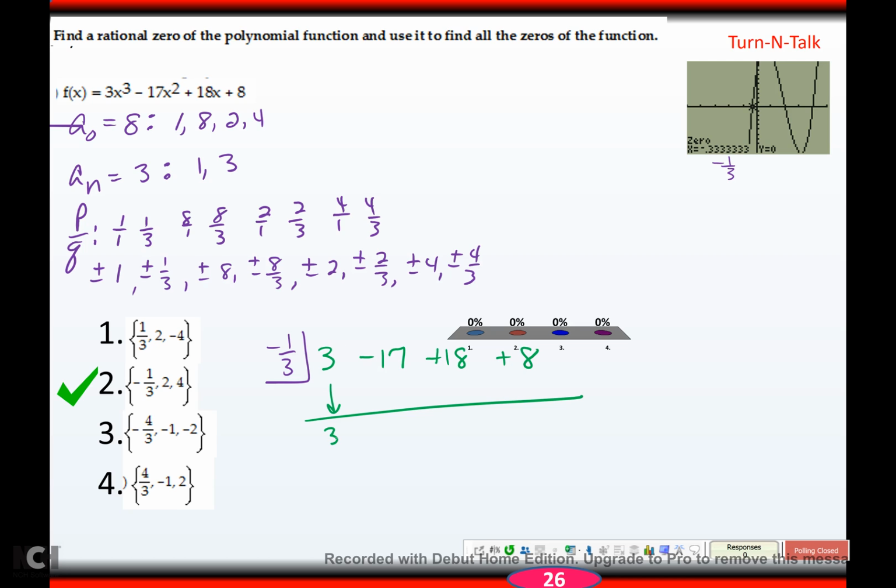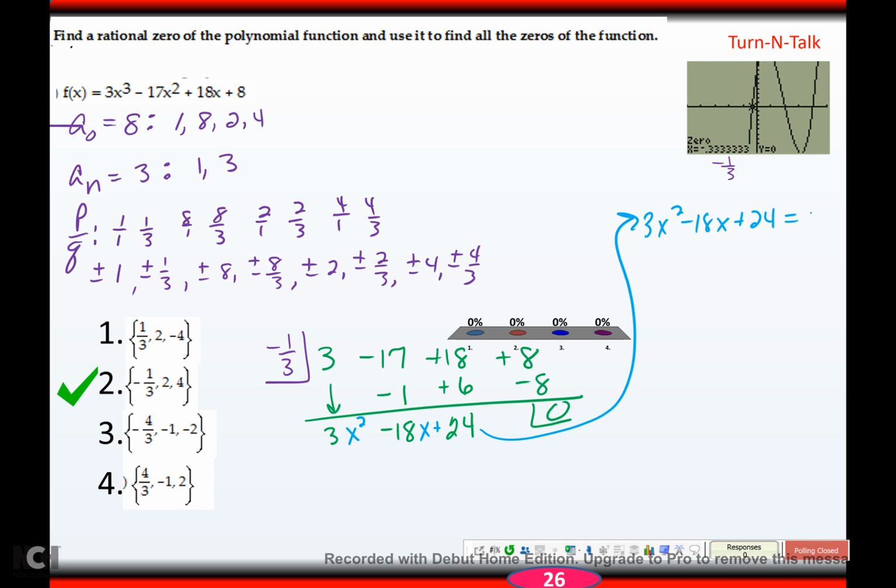3 comes out, times negative 1/3 is negative 1. Negative 18 comes out, times negative 1/3 is positive 6. Positive 24 comes out, times negative 1/3 is negative 8, which gives me a remainder of 0, which now drops me down to a second degree function, which now 3x squared minus 18x plus 24 I can set to 0 and solve it. I'm going to factor this, and I notice I can factor out a 3, which would leave x squared minus 6x plus 8 equals 0.